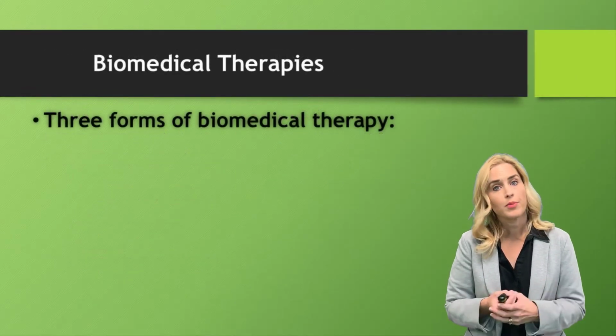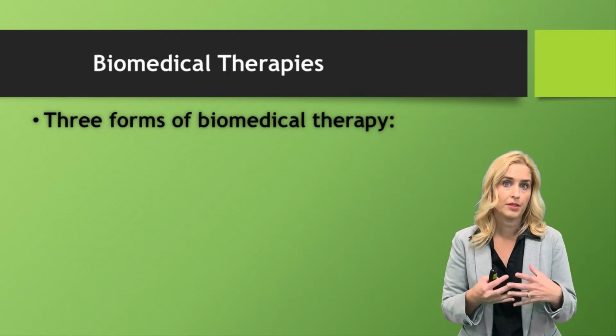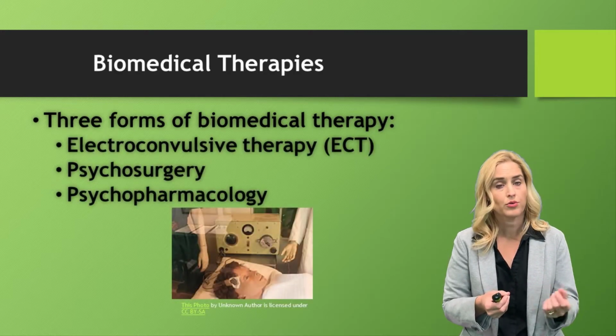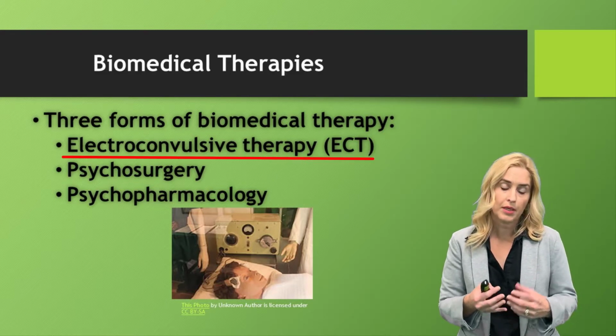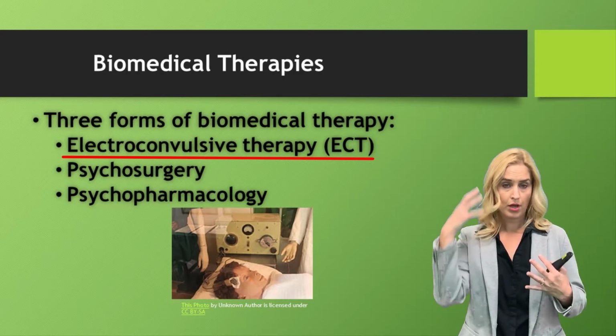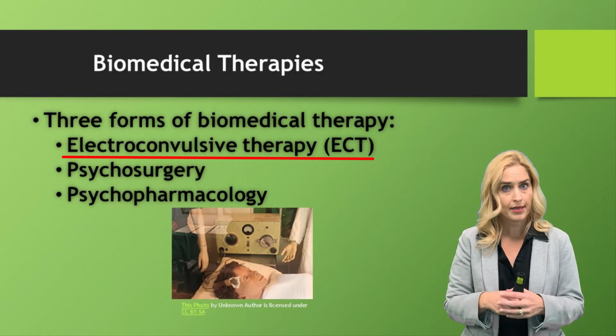Other forms of therapy are biomedical therapies. The 3 forms of biomedical therapies that are most well known are electroconvulsive therapy, psychosurgery, and psychopharmacology. Now, electroconvulsive therapy came about, and this is where we hook an individual up to electrodes, and we actually send an electrical current through their body.